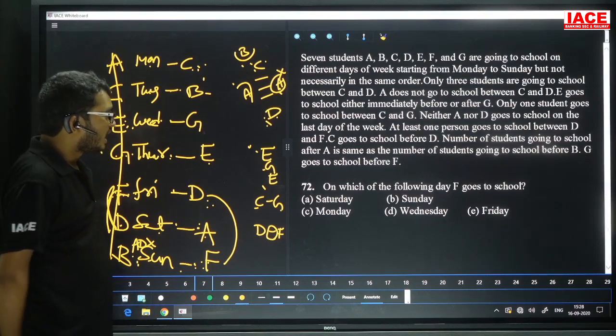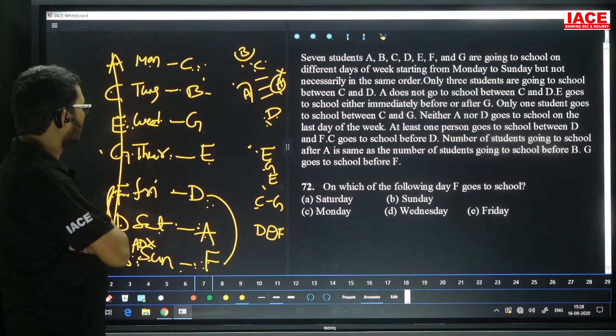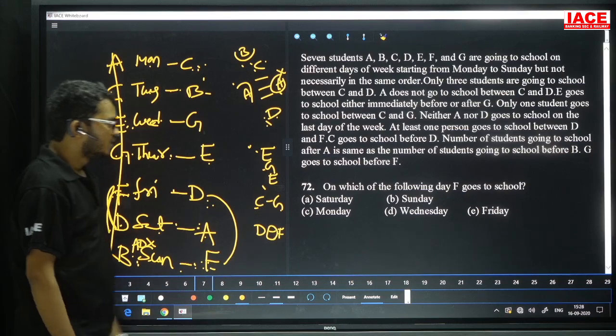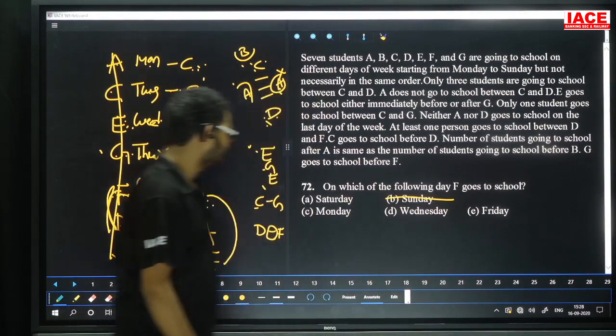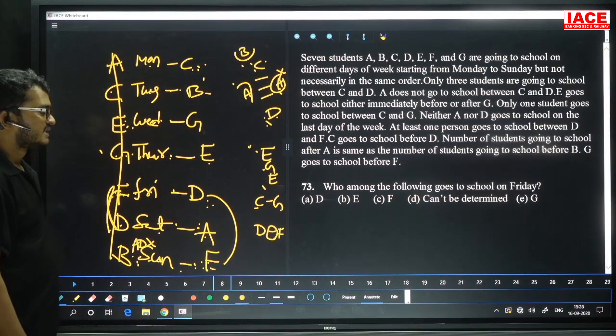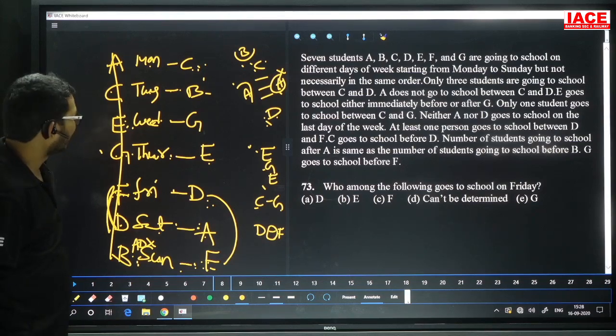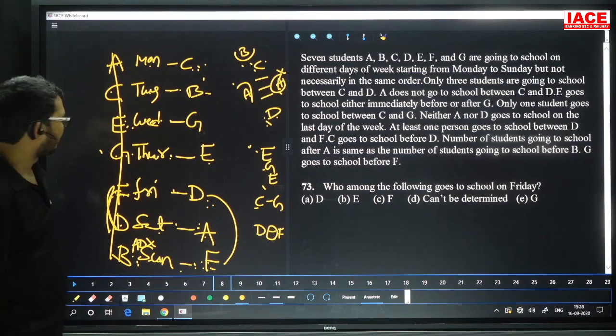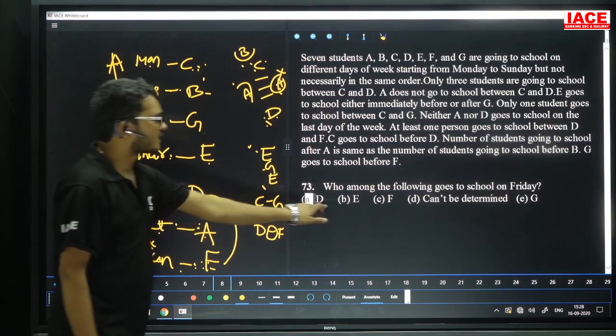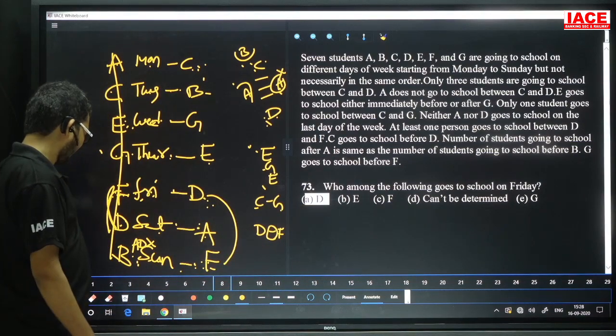Question number 72. On which of the following days does F go to school? F is going on which day? Sunday. So the answer is option B. Question number 73. Who among the following goes to school on Friday? Here it is D. So the answer is option A.